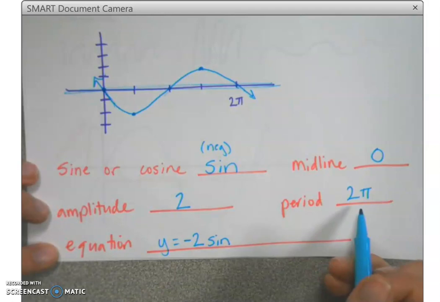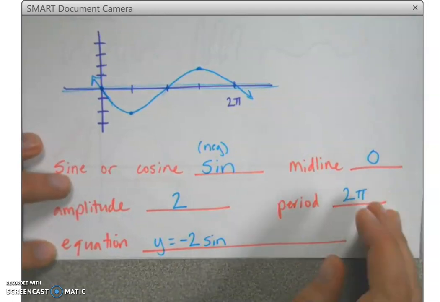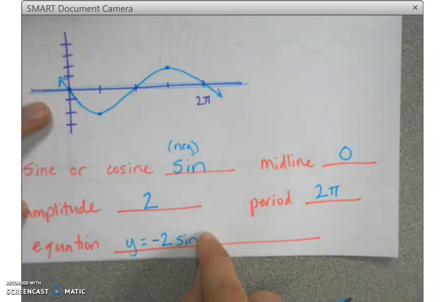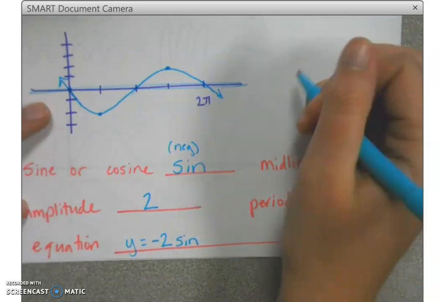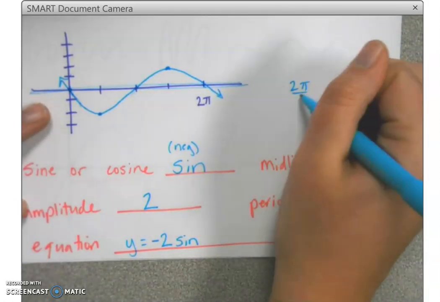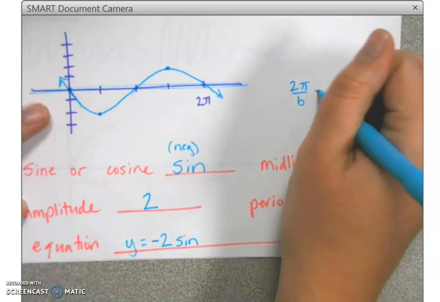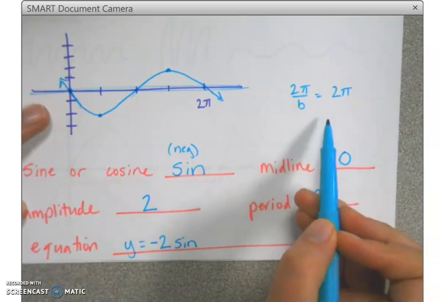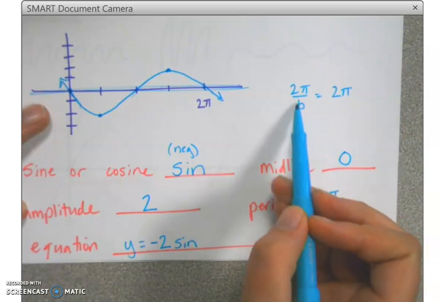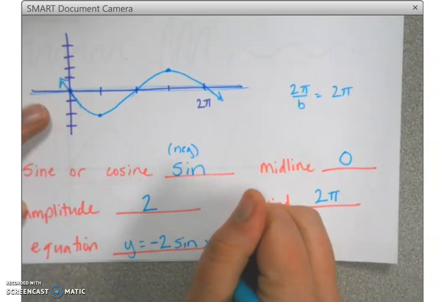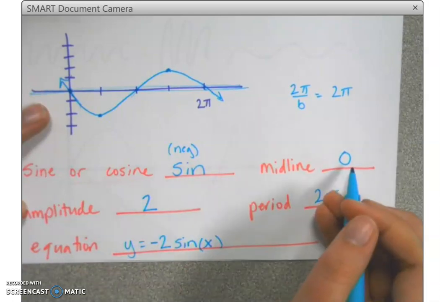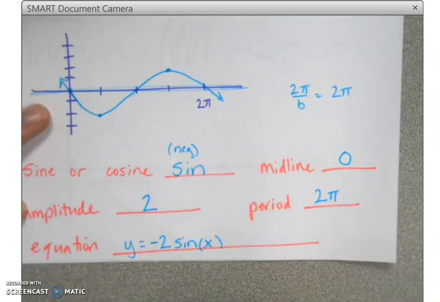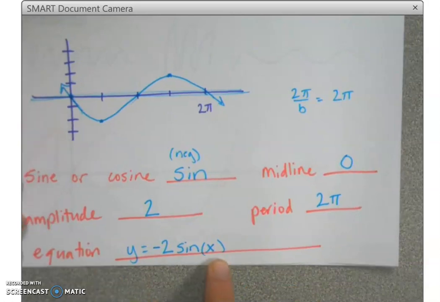My period is 2 pi, so I have to think about what would B have to be to get 2 pi. So if you think about it, 2 pi over B in this problem was 2 pi. What would cause this equation to be true? If B was 1. So I can say 1x or just x is fine. And then my midline 0, you can put plus 0 if you want, but you don't have to. So this is how you get the equation from this stuff.